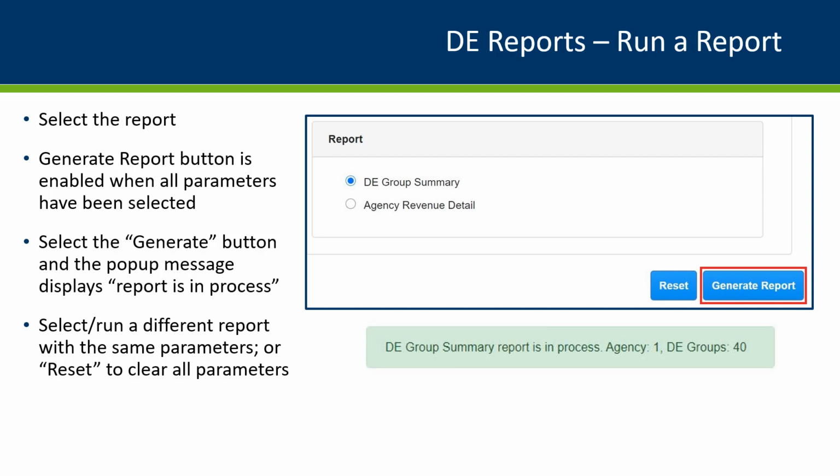After you've selected all four parameters, the Generate Report button in the bottom right corner of the screen is enabled. To run the report, select the Generate Report button. A notification displays indicating the report is in process. You may now select a different report with the same parameters, or select the Reset button and clear all parameter selections. To open or download the reports you have run, select Retrieve Reports from the left navigation menu or breadcrumbs.